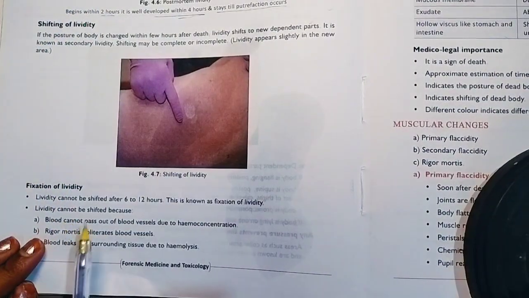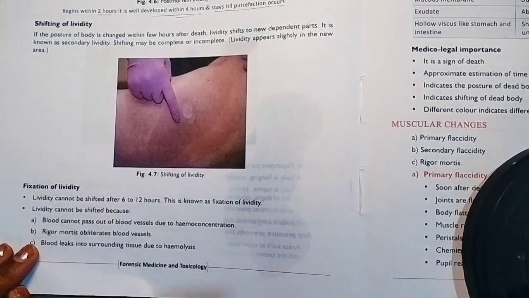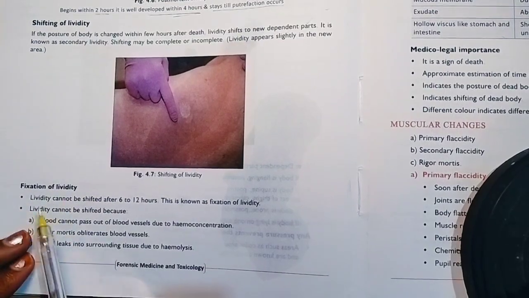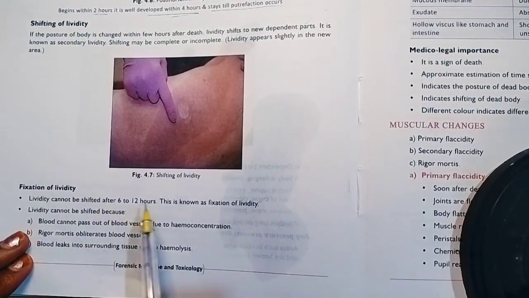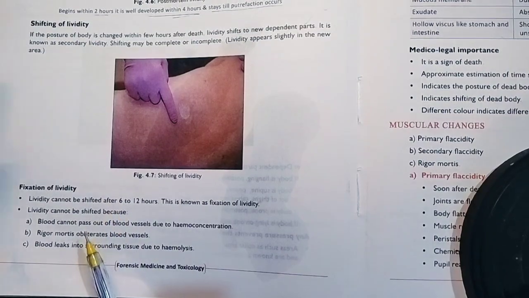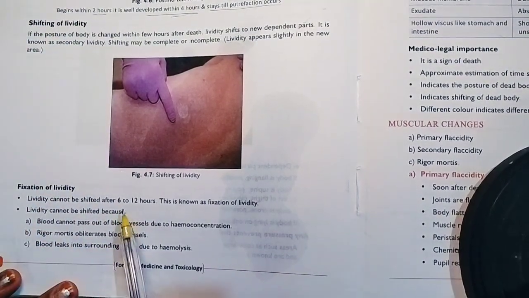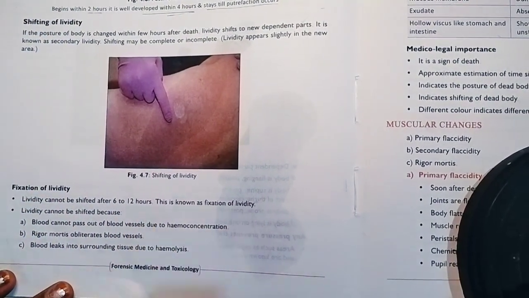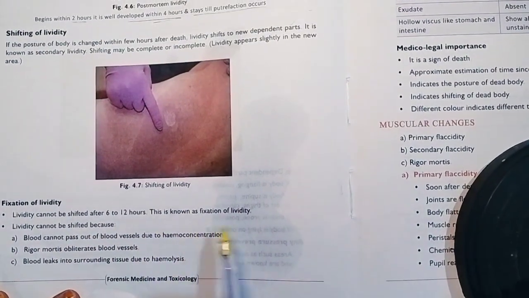Then here, postmortem lividity does not shift. There is fixation of lividity. Lividity cannot be shifted after 6 to 12 hours. If you change the posture at or before 6 hours, then shifting of lividity occurs. But after 6 hours, the lividity is fixed. It can't be changed. This is fixation of lividity.